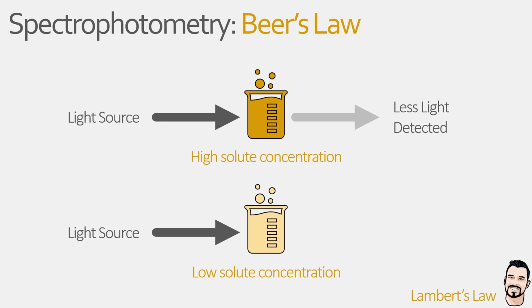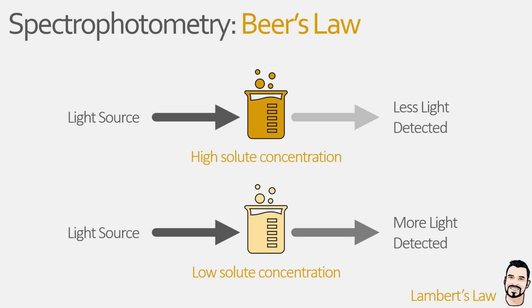Now, on the other hand, our solution that has a low solute concentration will appear much lighter in appearance compared to the solution that has a high solute concentration. And because there is less solute in the solution, more of the light can pass through the solution as there is less solute to absorb the light, resulting in more light being detected on the other side.